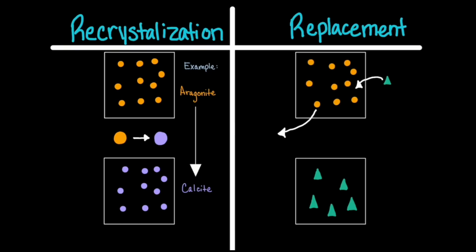Replacement occurs when minerals are replaced. This often occurs when remains are exposed to water. Water brings in dissolved chemicals into the remains and pushes out the original chemicals.